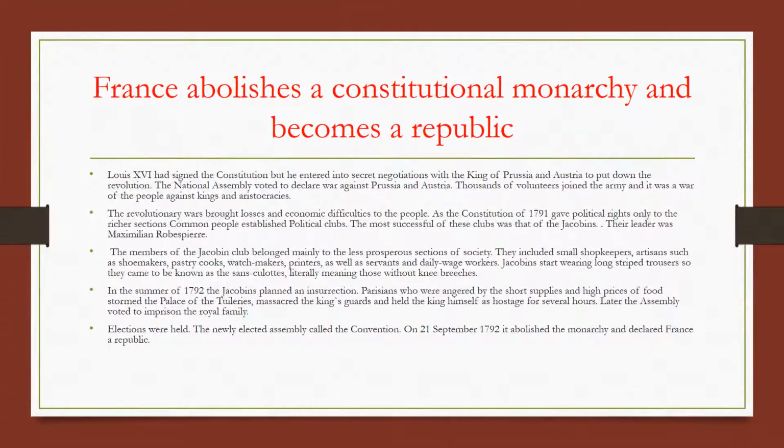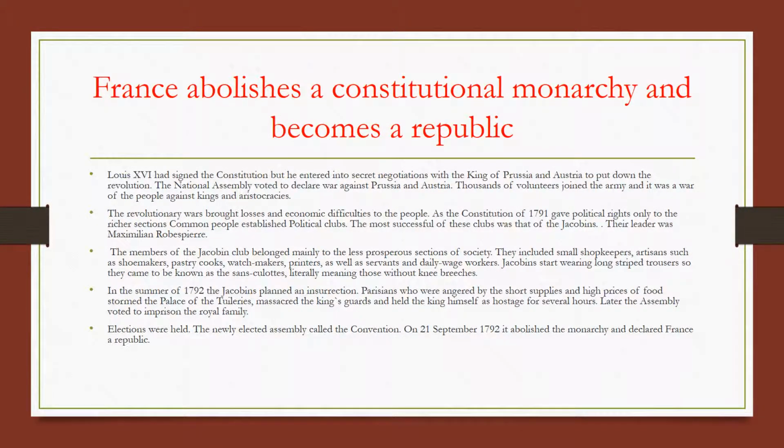Let us see how France abolished constitutional monarchy and became a republic. Louis XVI had signed the Constitution, but he entered into secret negotiations with the King of Prussia and Austria to put down the revolution. The National Assembly voted to declare war against Prussia and Austria. Thousands of volunteers joined the army, and it was a war of the people against kings and aristocracies.